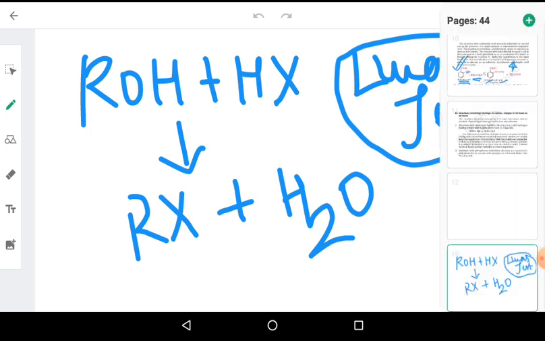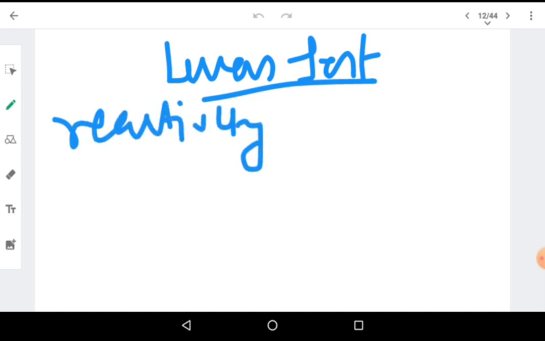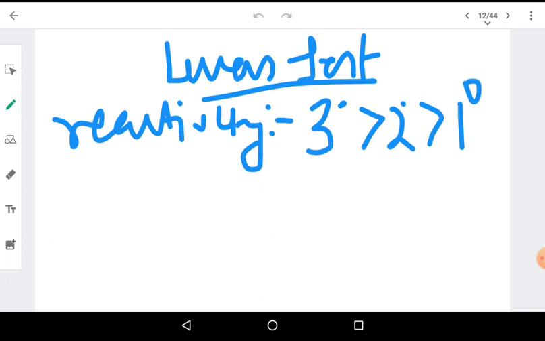Now, this Lucas test can be used for distinguishing primary, secondary and tertiary alcohols. Because what is the reason? The reactivity of alcohols, this is very important, is in the order tertiary greater than secondary greater than primary. That means tertiary is most reactive towards this particular reaction and primary is least reactive. Secondary is intermediate of tertiary and primary.